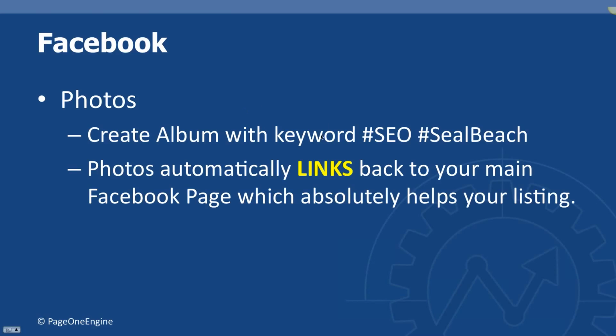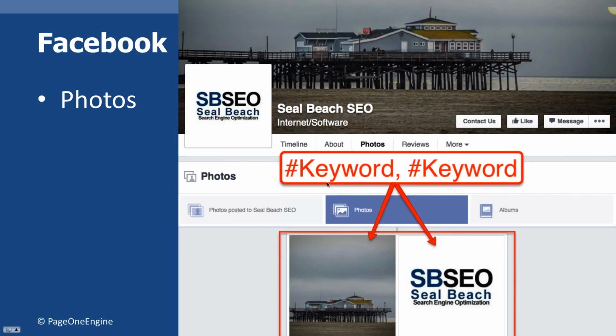The photos that she created. She created an album with the keyword, hashtag SEO, hashtag Seal Beach. And the photos automatically link back to your main Facebook page, which absolutely helps your listing. So even though they're not linking out to your main site, they're linking back to your Facebook main page, your home page, and that gives another boost. It's like that really great internal linking that Google loves so much. So that is another really big bonus when you do your photos, and it automatically links back to your main page. So we want you to do that.